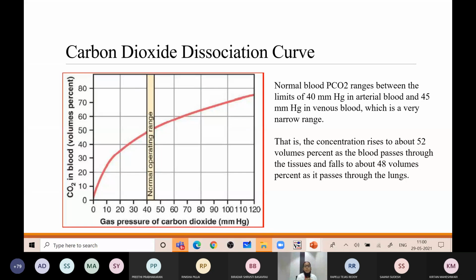This is the carbon dioxide dissociation curve, but in the exam carbon dioxide dissociation is seldom asked; maximally it is the oxygen dissociation curve. But you read and remember, you may get it for your exam, I don't know.